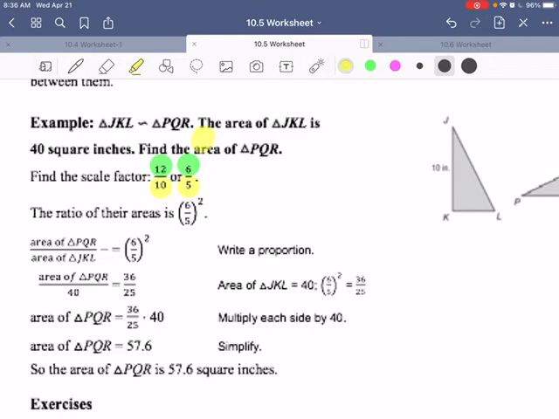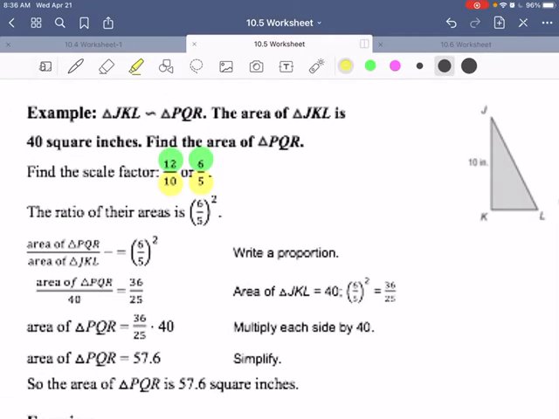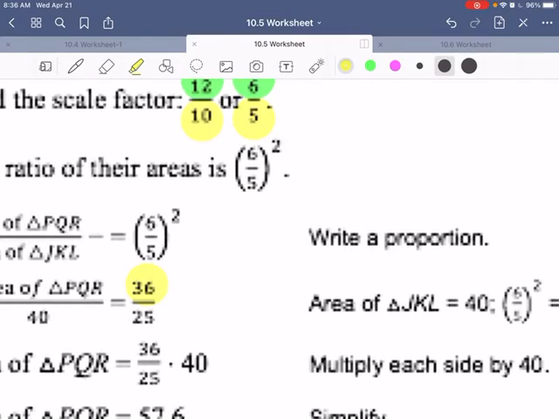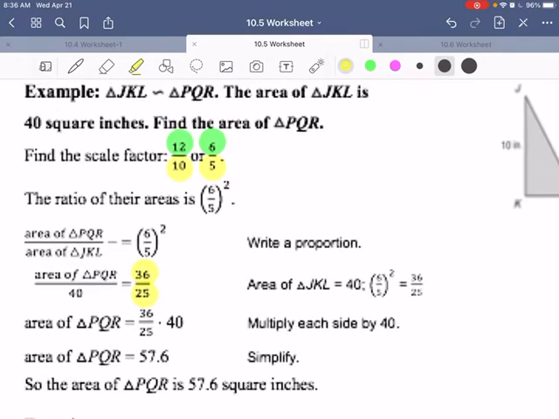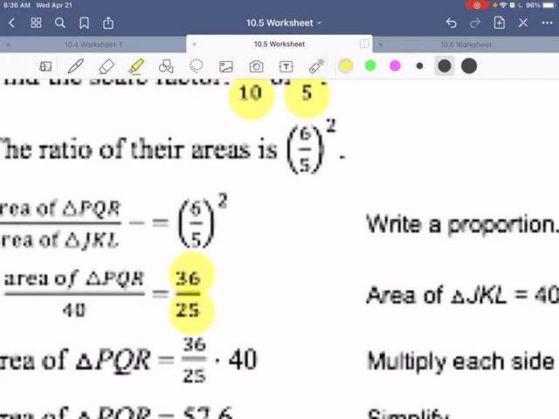of 6/5. So we do 6/5 squared. When we do that, we end up with 36/25. And we can see that this is kind of like a proportion. We could show it as a proportion.